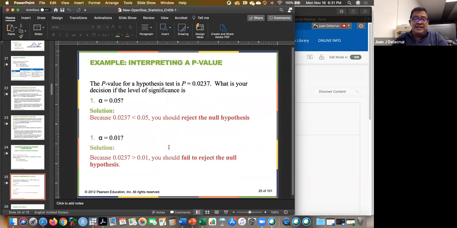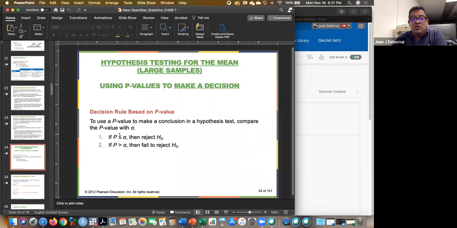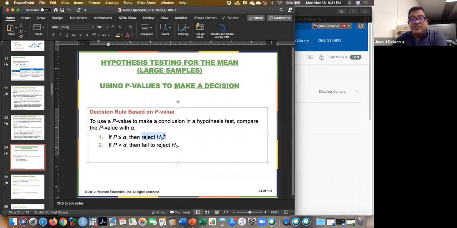Let's keep an eye on this. This is a very good example. The p-value for a hypothesis test is 0.0237. So let's say that after computing the z-score and the area under the curve, we come up with this p-value, which is 2.37%. If we set the level of significance at 5%, it's very clear that the p-value is less than the level of significance. So we are going to reject the null hypothesis. Remember, again, p-value less than or equal to alpha, we are going to reject H naught.